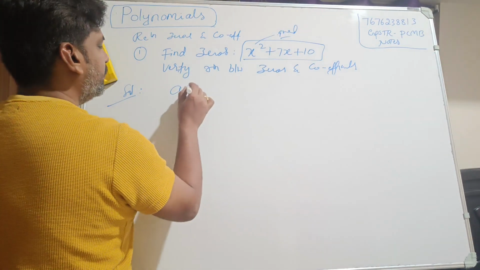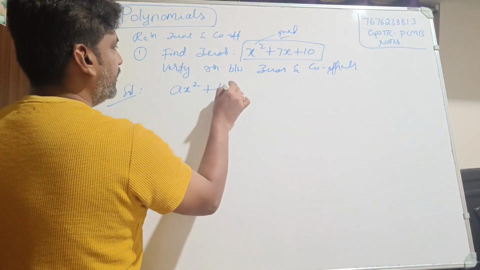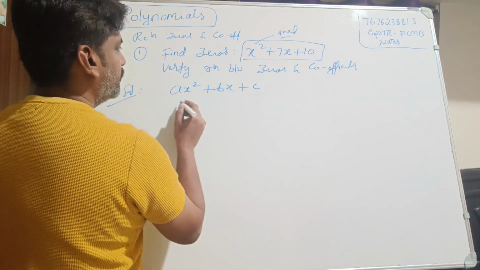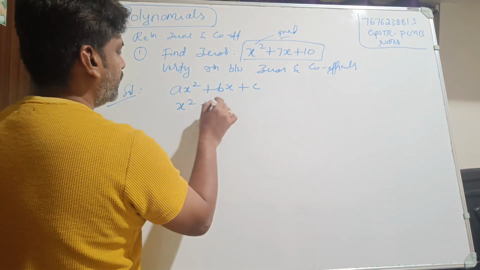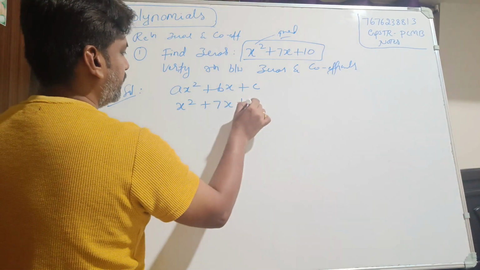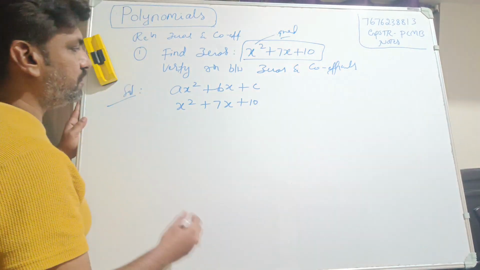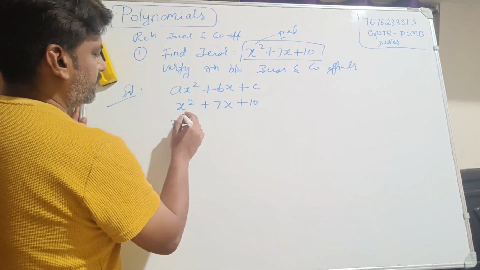So what is the standard equation for this? ax² + bx + c, right? The problem given is x² + 7x + 10. So how to find the zeros? Just take this as x².